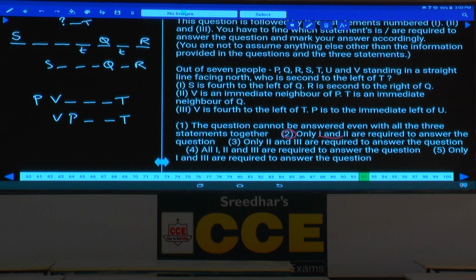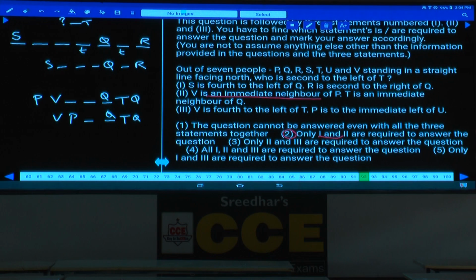2 possibilities. V is an immediate neighbor of P, T is an immediate neighbor of Q. As T is an immediate neighbor of Q, Q can be either here or here, or here or here. And condition number 3, V is 4th to the left of T, P is to the immediate left of U. As P is to the immediate left of U, U must be here. This case is not possible, isn't it? By combining 2 and 3, are we getting the answer or not? No. Why is it no?